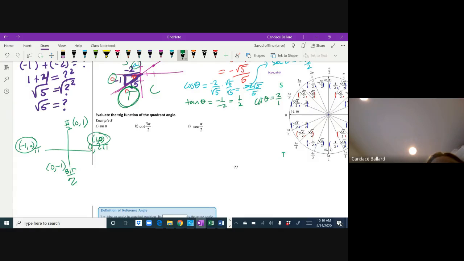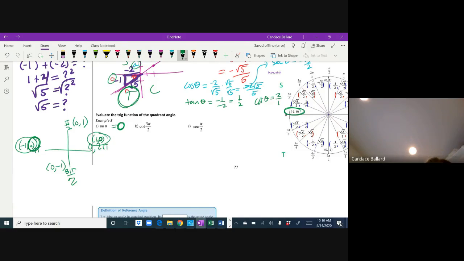All right, so I've got the sine of pi, and I could either use my quick sketch now that I've got it, or I could use this over here. Doesn't matter. Sine, remember, is the y value. So I'm going to look at my y value at pi. Actually, it says evaluate, so we're going to evaluate it, and we know that the sine of pi is equal to 0.